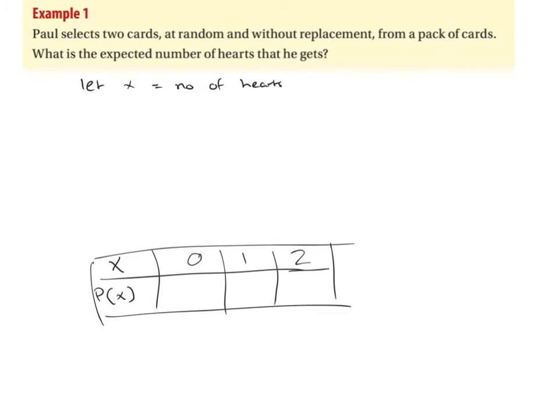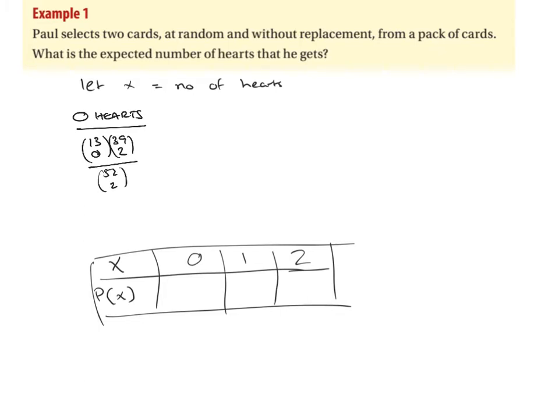So let's work out the probabilities of 0 hearts, 1 heart, and 2 hearts. Let's have a look at 0 first. Well, that shouldn't be too hard. We know there's 13 hearts in a pack of cards. 13 choose 0. And we want the rest of them, 39 choose 2. And we'll get all over the total number of ways we can do that, which is 52 choose 2.